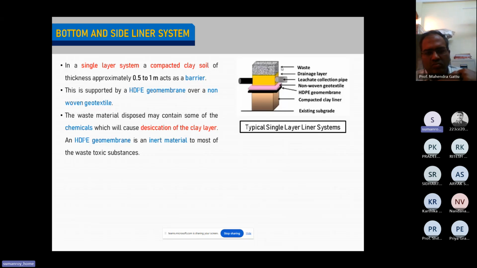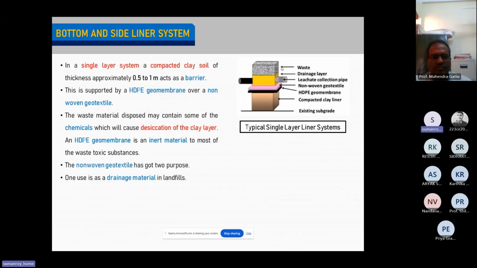Okay, the second way is that you also need to prevent the percolation of the leachate, because that leachate may also come in contact with this clay layer and may also cause its desiccation. The toxic portions of the leachate are prevented through this HDPE geomembrane. The geomembrane is an inert material that prevents the contact of the leachate with this clay liner.